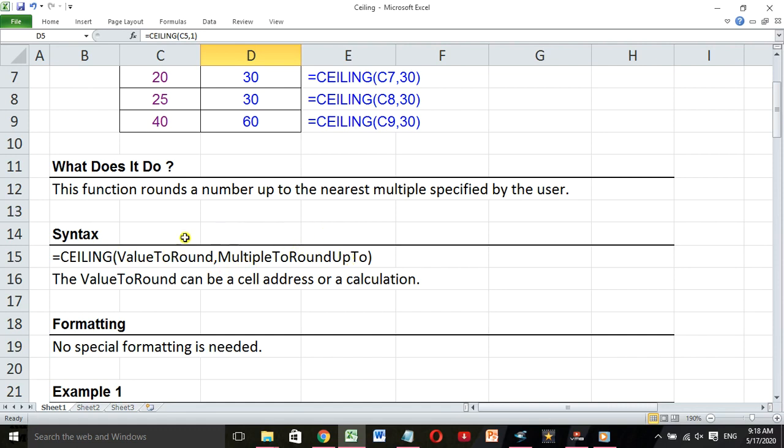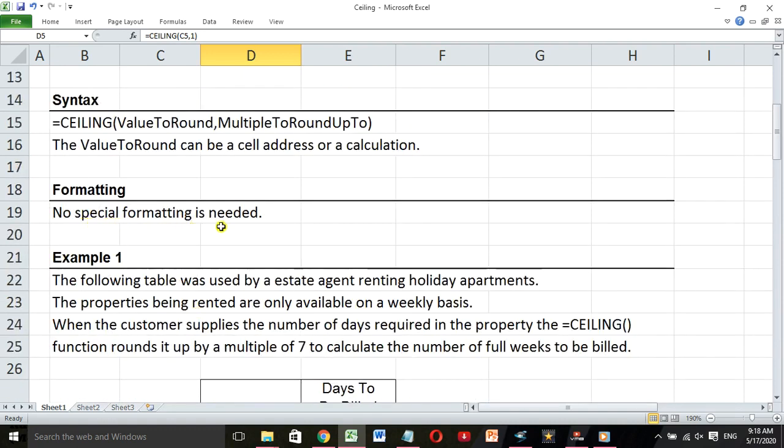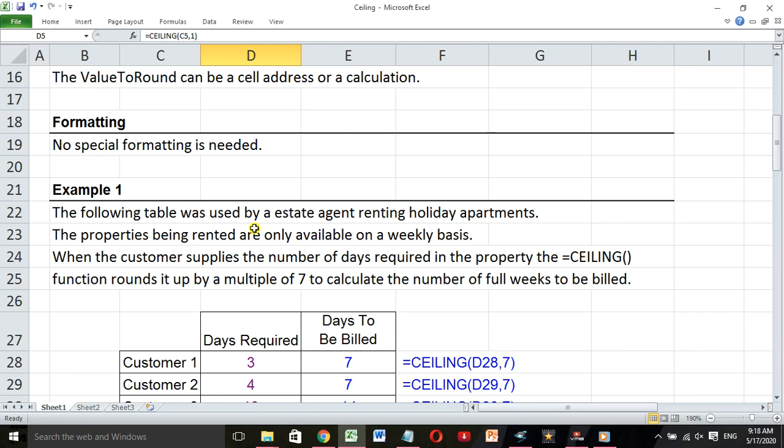The value to round can be a cell address or a calculation. No special formatting is needed here. Now, here are some examples. First of all, I will talk about the first example.